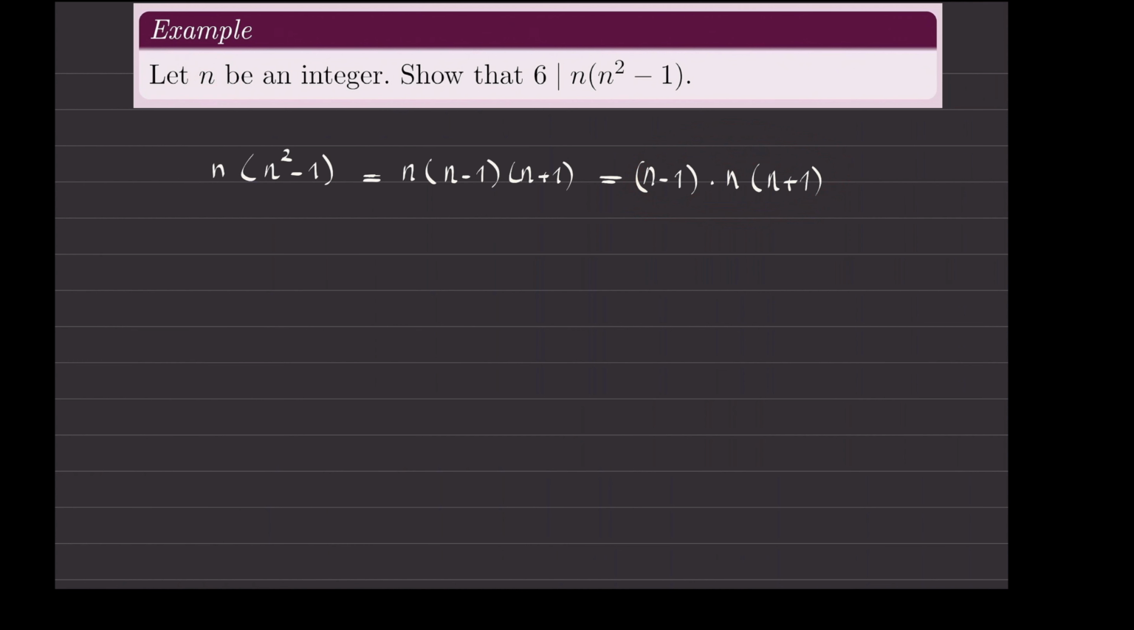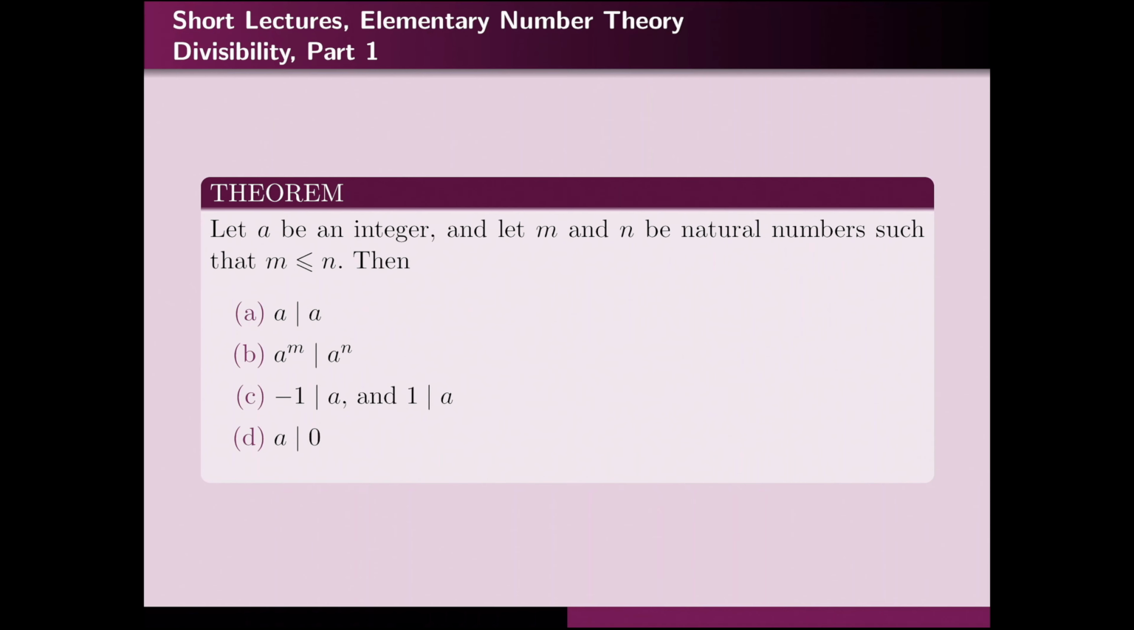According to the theorem we just learned, it is divisible by 3 factorial. But what is 3 factorial? 3 factorial is 1 times 2 times 3, which is 6. So this expression is indeed divisible by 6. Yes? Okay, the next theorem is also a very simple theorem but handy.